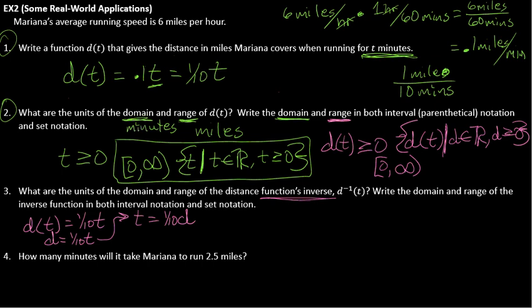Okay, so what I'm going to do from here, I'm going to multiply both sides by 10, because the inverse of multiplying 1 over 10 is multiplying its inverse, 10 over 1. And what I do to one side, I do to the other. So I have 10t equals, these are inverses. So what I end up with, d inverse of t equals 10 times the number of minutes.